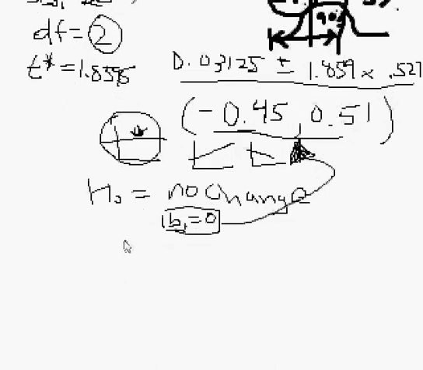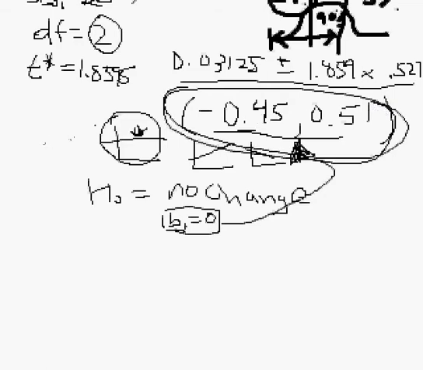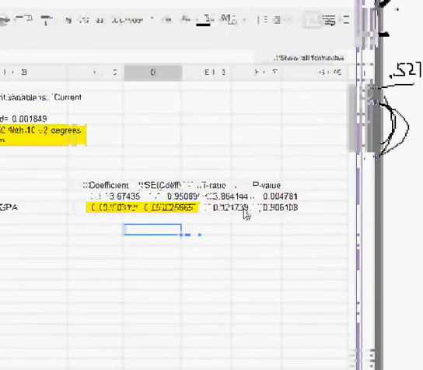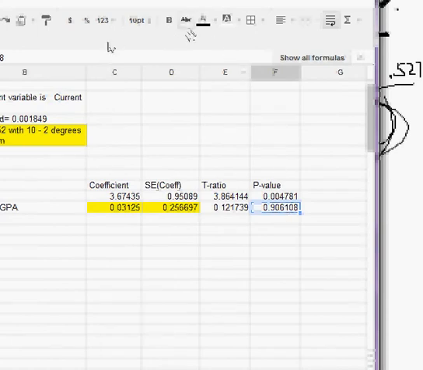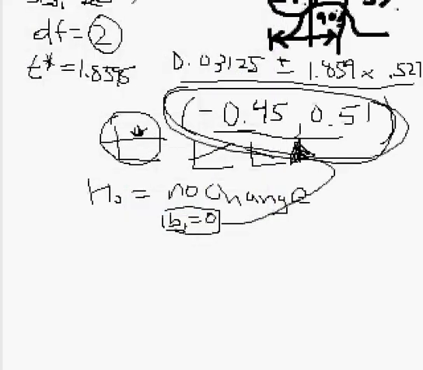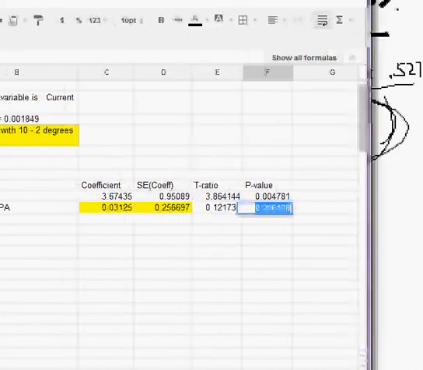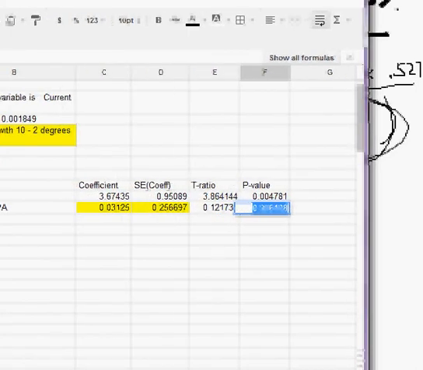So to be fair, we fail to reject the null hypothesis because we have 0 included. I mean, we could also tell that from our p-value right here. I just want to show you the math. We could see that from there. And since the p-value is so high, we fail to reject the null hypothesis. Always. Anytime the p-value is above 5%, we fail to reject the null hypothesis, sorry.